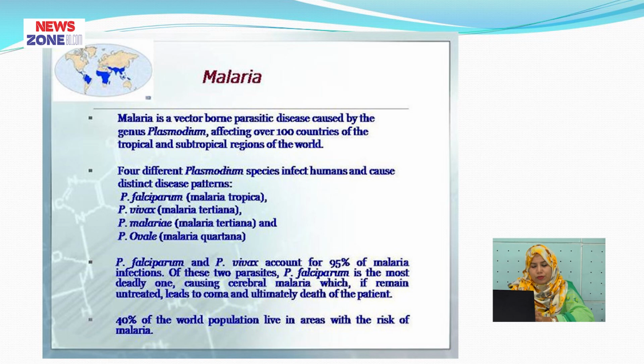Among these 4 groups, Plasmodium falciparum and Plasmodium vivax account for 95% of malarial infection. Of these 2 parasites, Plasmodium falciparum is the most deadly one because it causes cerebral malaria. If it remains untreated, it may lead to coma or death of the patient. 40% of the world population lives in areas at risk of malaria.